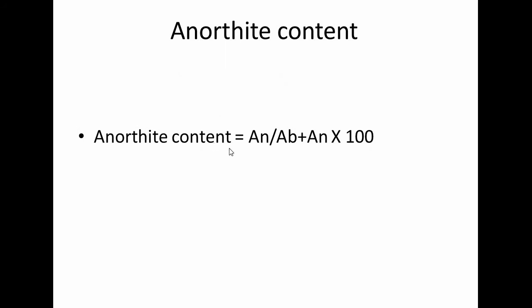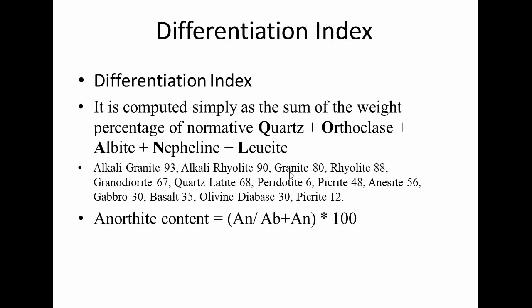Another thing you can use while making the norm calculation is the anorthite content of the rock. Your rock may have both albite and anorthite, and in that case you have to find the anorthite content. That is, the anorthite percentage divided by the total content of anorthite plus albite, times 100. Likewise, you can also find the albite percentage. That is, the anorthite plus albite percentages make 100.